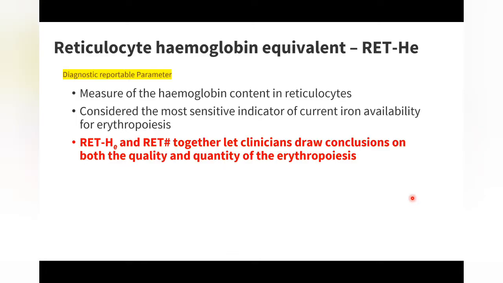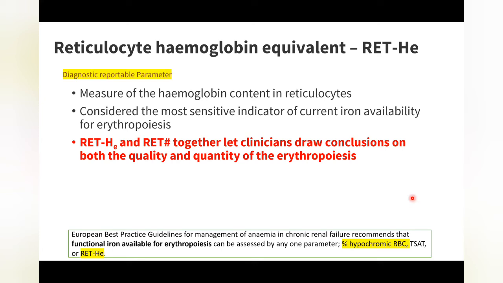So when we talk about another parameter which is now available on the XN Sysmex counters, this is Red-He, which is a very diagnostically useful reportable parameter. I'm sure whoever is using a Sysmex counter will be using this parameter. This basically detects the hemoglobin content in the reticulocyte, and it's a very sensitive indicator for iron availability for erythropoiesis. So Red-He and Red percentage give very good information to clinicians regarding the quality and quantity of erythropoiesis.